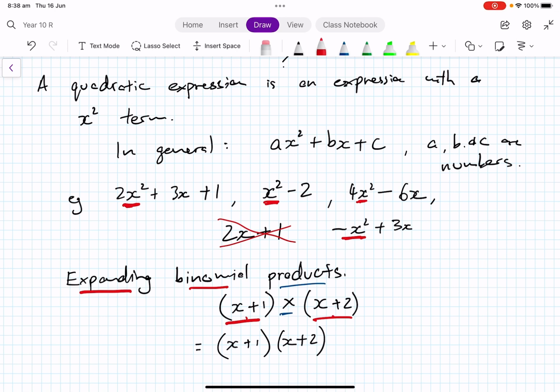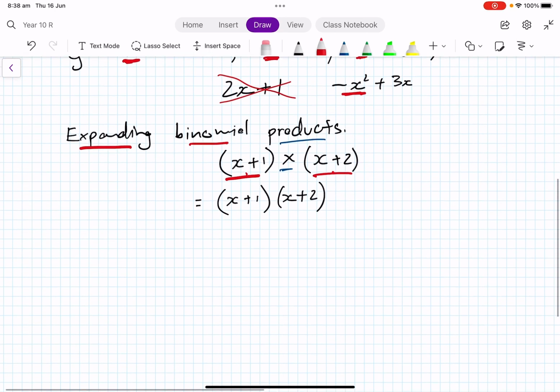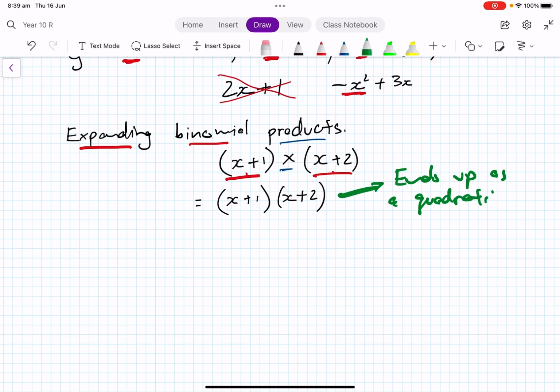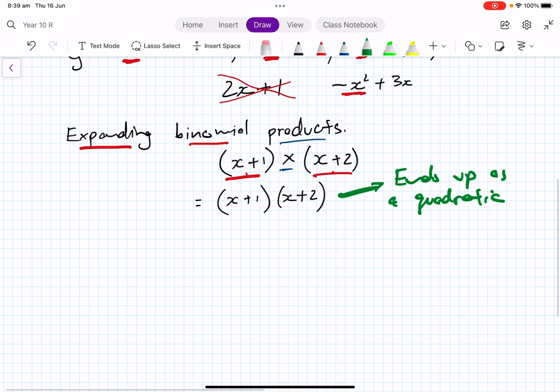It's actually a fairly straightforward concept, but you have to multiply each part with each other part. There's a couple of helpful ways that we can do that. If we expand these, I'm going to use green. This actually ends up being a quadratic. What we have to do is, this first one multiply with that one.